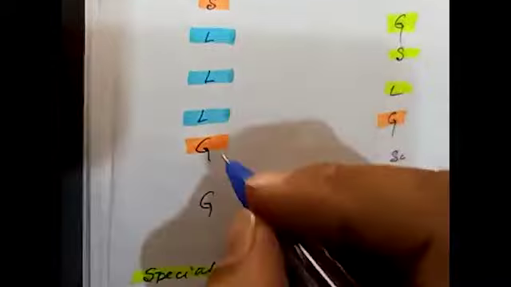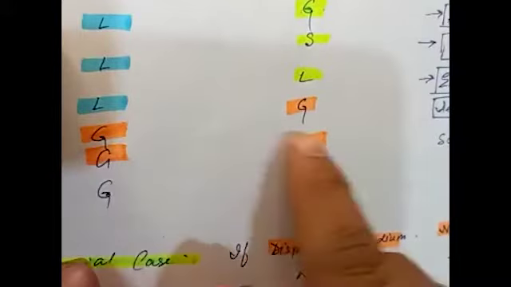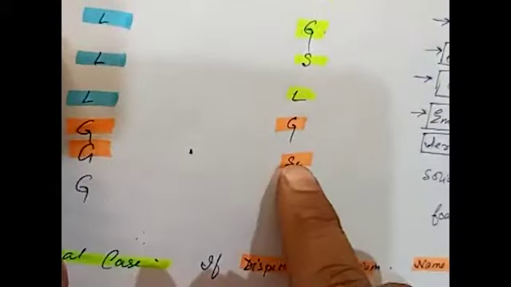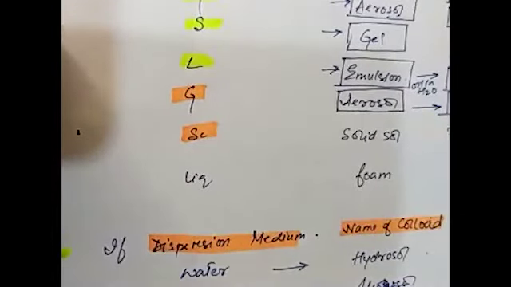When we have gas in solid, this is solid by the way, gas in solid is known as solid sol. Again solid sol. Solid in solid was also known as solid sol, and here gas in solid is also known as solid sol. The name solid sol repeats itself 2 times.